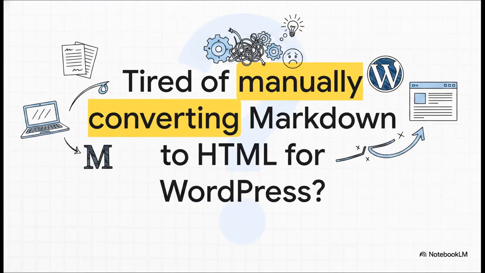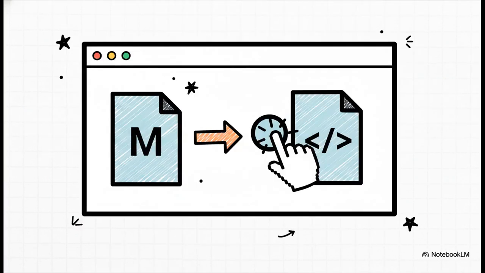So let's just set the scene for a second. You've just written this perfect article, all clean and simple in Markdown. But now you have to go find some online converter, copy-paste, clean up the messy code it spits out, and then finally get it into the WordPress editor. It's just so clunky and it totally kills your writing flow, right? Well, guess what? There is a much better way.